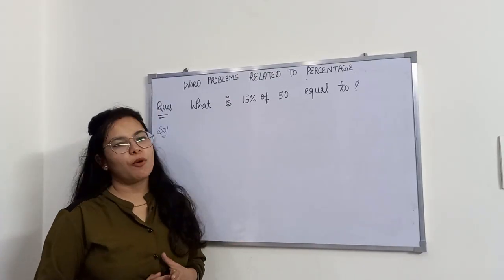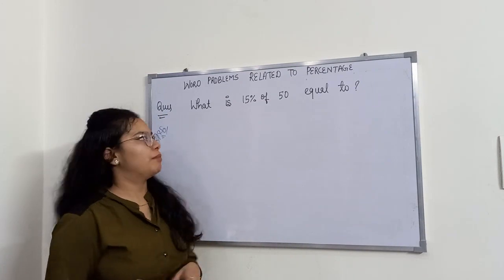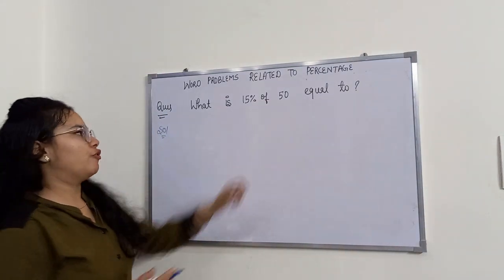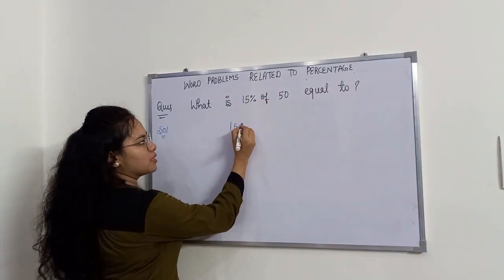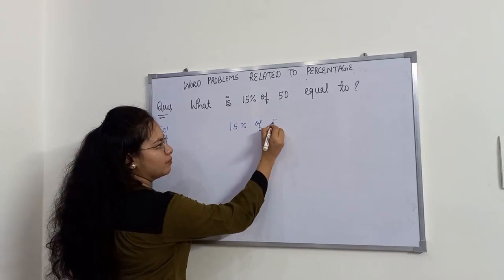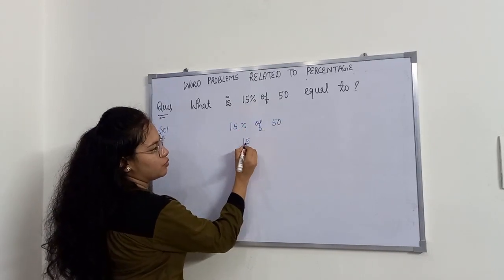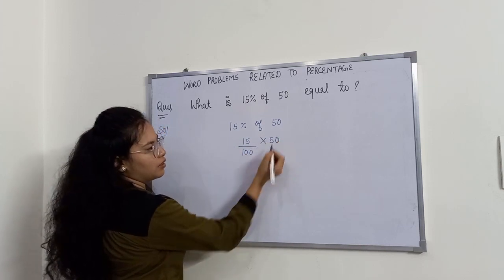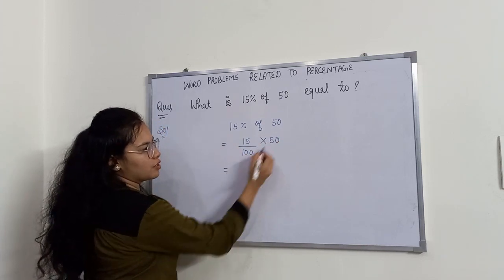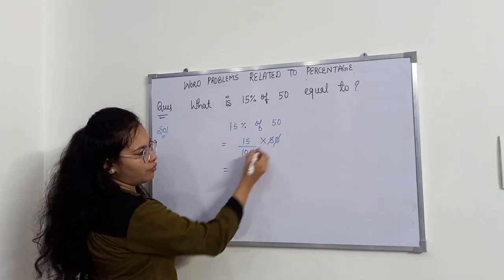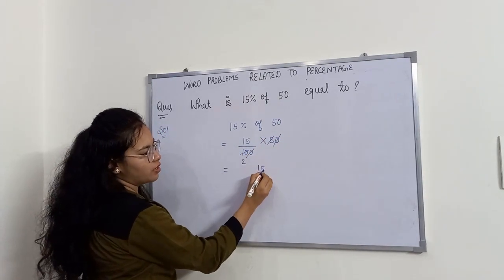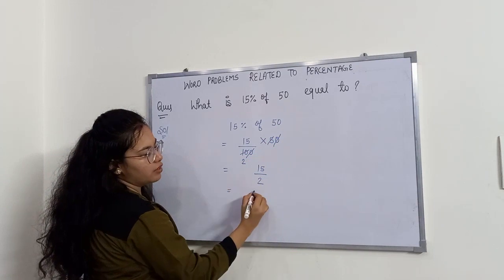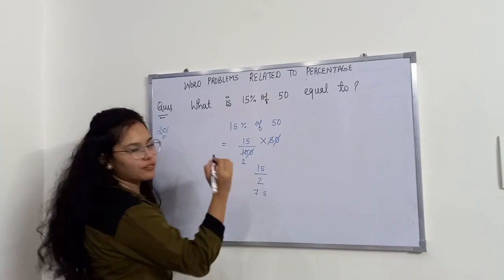Now let's take one more example related to the previous problem. That is 15% of 50. That is 15 divided by 100 multiply 50. Now eliminate the number of zeros. 0 to 0 and 5 to 2. What is that? 15 by 2. When you divide it, you get 7.5.